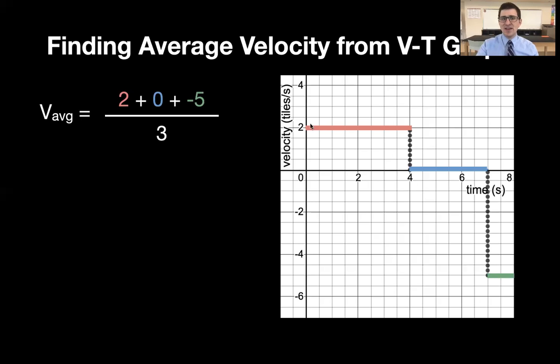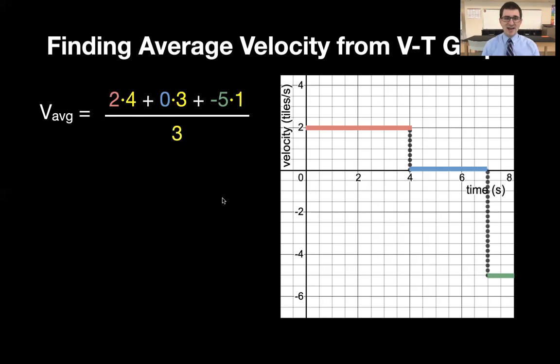And another way to say that is it had a velocity of 2 tiles per second for longer than it had a velocity of -5 tiles per second. And I actually noticed how much longer: a velocity of 2 tiles per second for 4 seconds and -5 tiles per second only for 1 second.